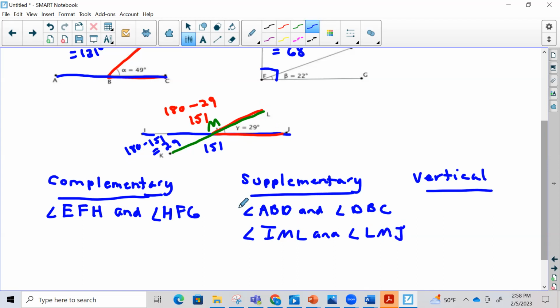Okay, so then we could do this other straight angle. Well, let's go back to IML or IMJ. We could also do the bottom two angles that make it on this other side. So I could say angle IMK and angle KMJ.